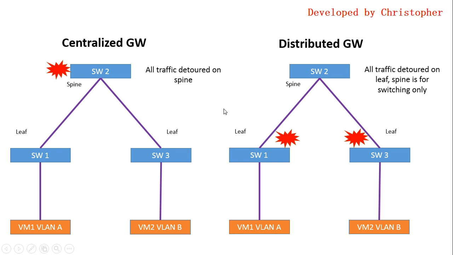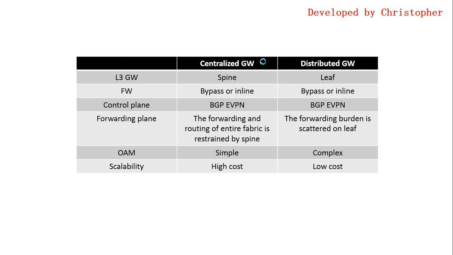So another evolved solution is called the distributed gateway. All the traffic is detoured on the leaf here, which means the burden is scattered to the leaf. And what does the spine do here? The spine works as the forwarding plane, which is similar to the backplane of the router. High performance, focusing on performance only. Okay, let's move on to see the comparison of the centralized gateway and distributed gateway.